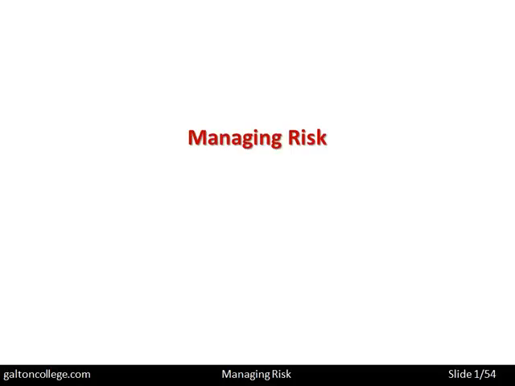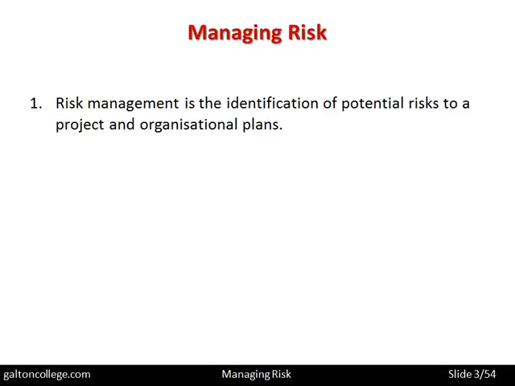In this video we want to talk about risk and how to manage risk. Risk management is the identification of potential risks to a project and organizational plans. So risk management is trying to see what sorts of risk can impinge upon the organization, what sort of risks can damage the organization or damage a particular aspect of the organization. For example, damage a product, damage the production system, damage the marketing image of the business.